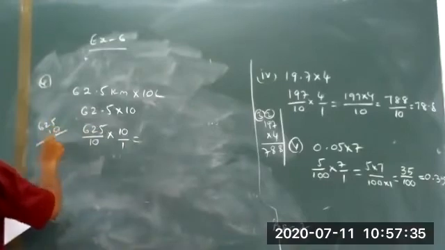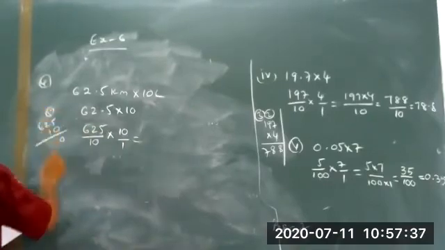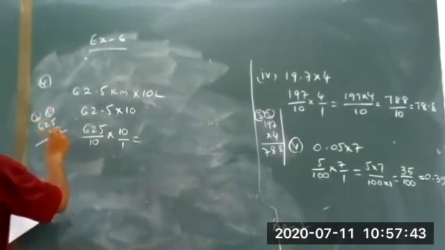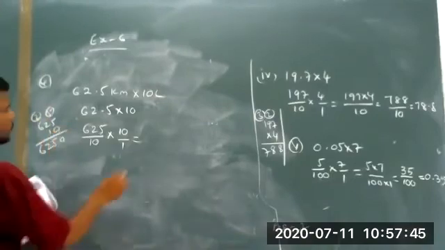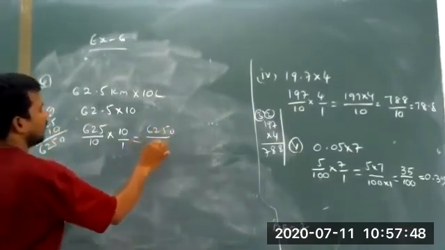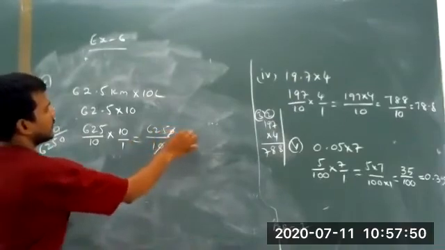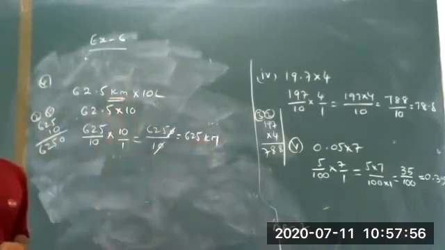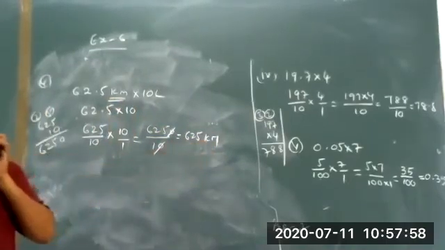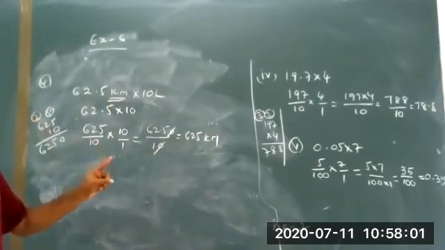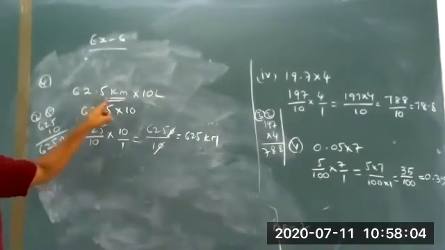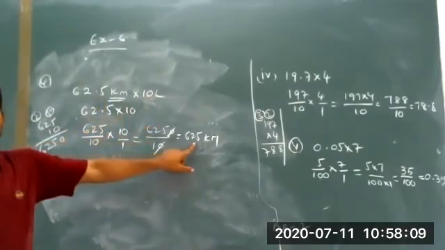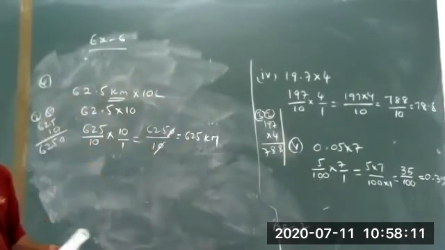625 into 10. 5 tens are 50. 5 carry. 2 tens are 20 plus 5 is 25. 2 carry. 6 tens are 60 plus 2 is 62. So 6250 by 10. The 0s cancel, 625 kilometers. Why? Because here kilometers is given. So this is 625 kilometers. So for 1 liter of petrol it covers a distance of 62.5 kilometers. For 10 liters of petrol, how many kilometers does it cover? It covers 625 kilometers. This is the fourth problem.